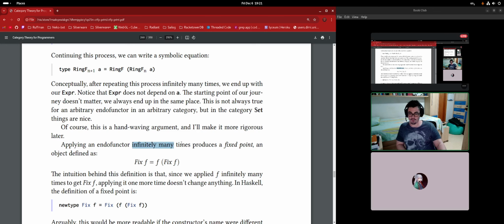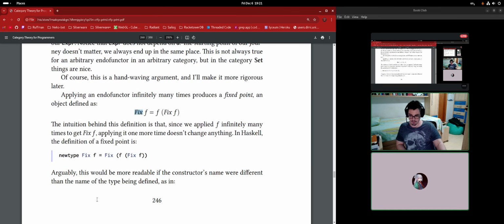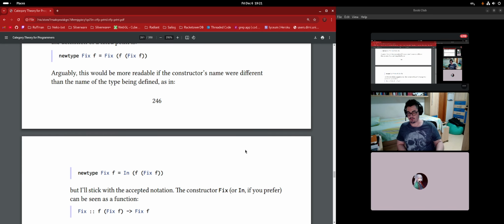So applying an endofunctor infinitely many times produces a fixed point. And this is the fixed point, which by the way is not the same version of the fixed point function in Haskell. This is the data type, as you can see down here. And this is the one that explains the confusion that I was trying to explain up there. This fix is not the same as this one. And then he even changes it, arguably saying that it's more readable if the constructor's name is different from the name of the type. So then we change this to Fix in.